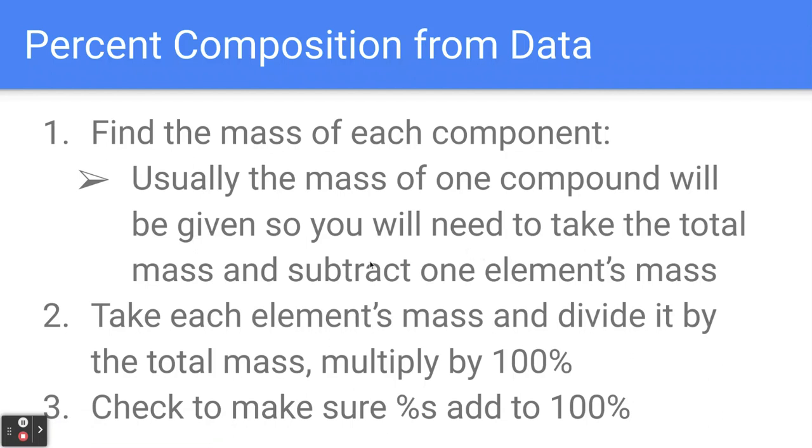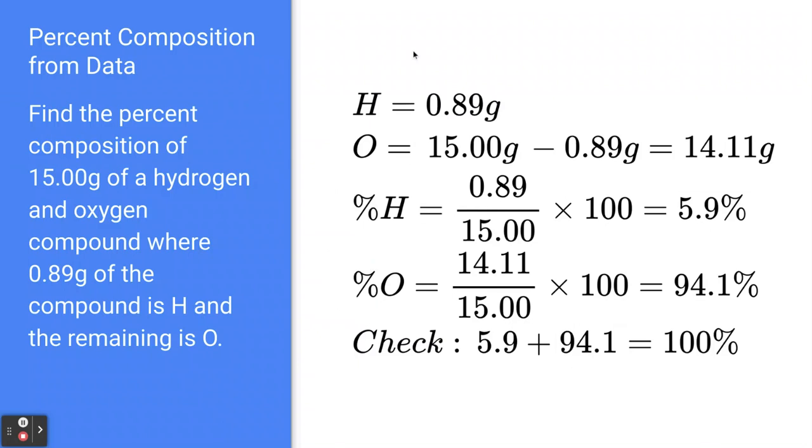So this one's a little bit easier. If I wanted to find the percent composition of 15.00 grams of a hydrogen and oxygen compound, where 0.89 grams of the compound is hydrogen and the remaining is oxygen, this is how I would do that. So I know that my mass of hydrogen is 0.89 grams. I need to find the mass of my oxygen, so I'm going to take my total mass minus hydrogen, and so I get 14.11 grams.